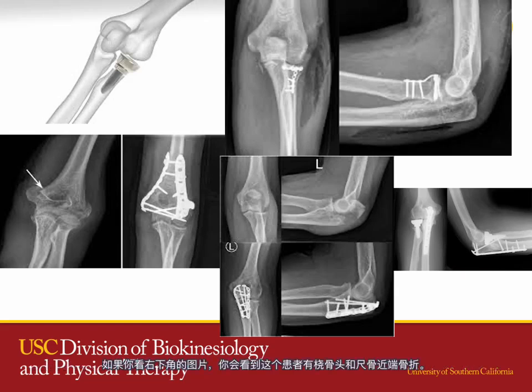If you look at the picture on the far right, the bottom right, you'll see that this patient had both the radial head and the proximal ulna fractures, and so they had to have an arthroplasty of the radial head and fixation of the proximal ulna. So that one is going to be a more complicated rehabilitation.